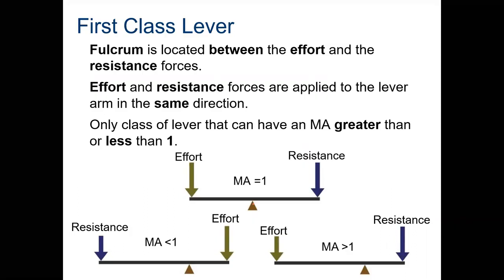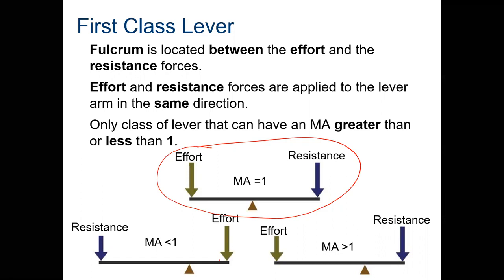The fulcrum here, this is kind of your typical teeter-totter view right here, where your fulcrum is halfway between, or it looks like it is. But you also can have a fulcrum slightly towards your effort or slightly towards your resistance. And because of this, the first class lever is the only class of lever that can have a mechanical advantage that's both greater than or less than 1, or equal to 1, I guess, as well. So the first class lever gives you a lot of different options.